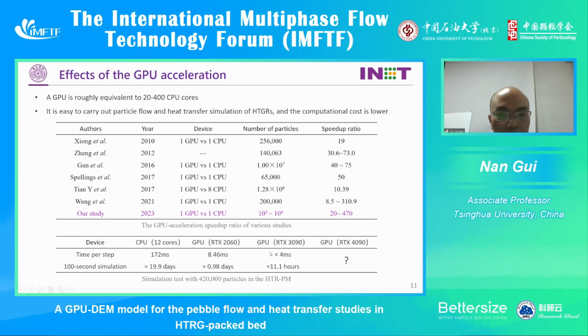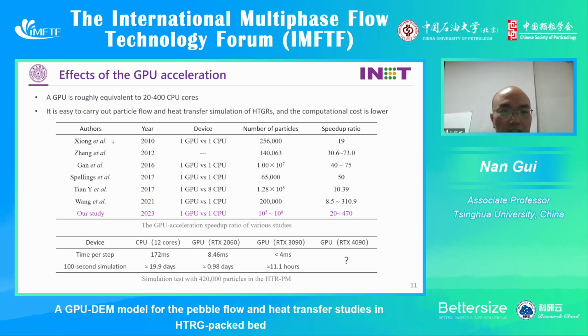and we find the overall speedup ratio ranging from 20 to about 400. If the CPU time for each time step with 12 CPU cores needs about 140 million microseconds, for a GPU like the RTX 3090 it is less than 4 microseconds, and the simulation can be finished within 12 hours, but if you use a CPU, it needs 12 days. So it is not acceptable for engineering application when we use a CPU. So we must develop a GPU-DEM method.